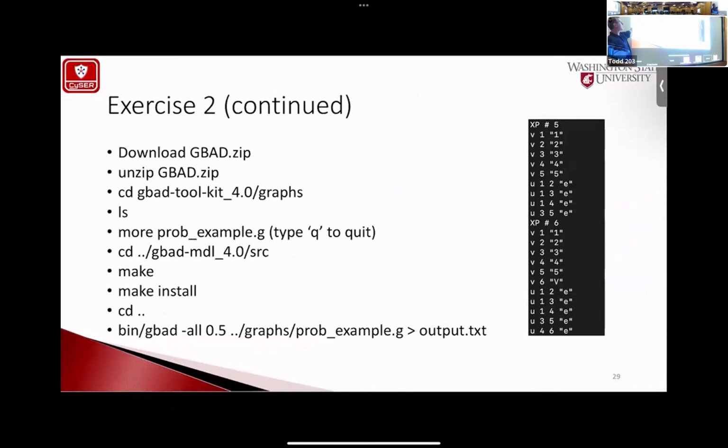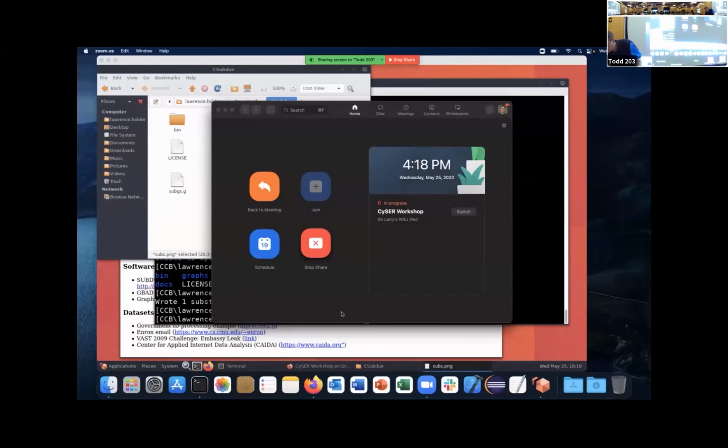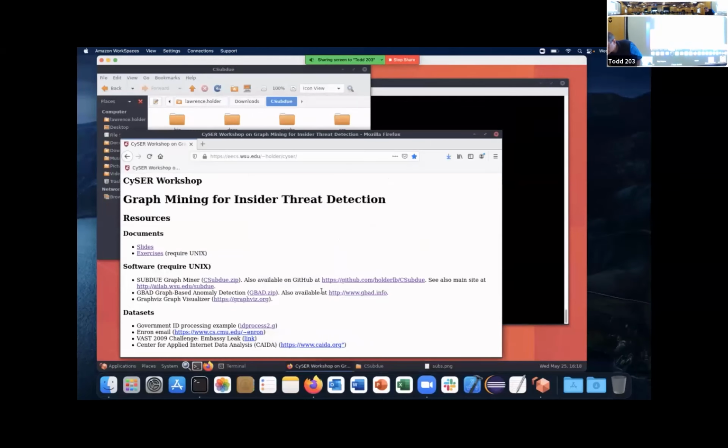Okay, the next few slides are just the instructions that hopefully you have in front of you. So I'm going to jump over to the laptop. Now we're going to be getting this gbad.zip.